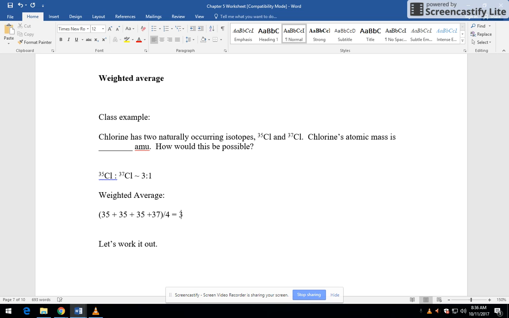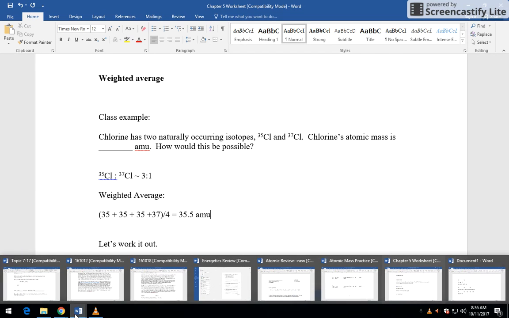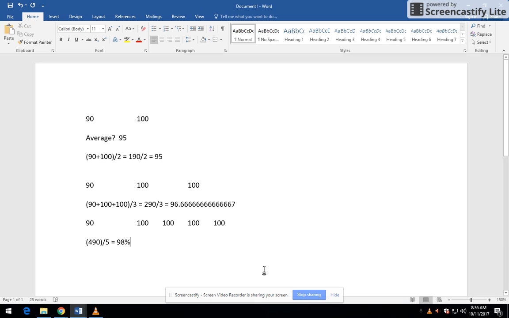Did you get 35 and a half? Now these are approximates, the 35s and the 3:1 ratio. So this is not exactly 35.453, but you've got it right up, rounded to the nearest tenth. You now understand how it's possible that that could be the weighted average. Well, let's go back to our grades example. I'm going to show you how we can do it a slightly different way, and then we're going to apply it back to the elements and their atomic masses.